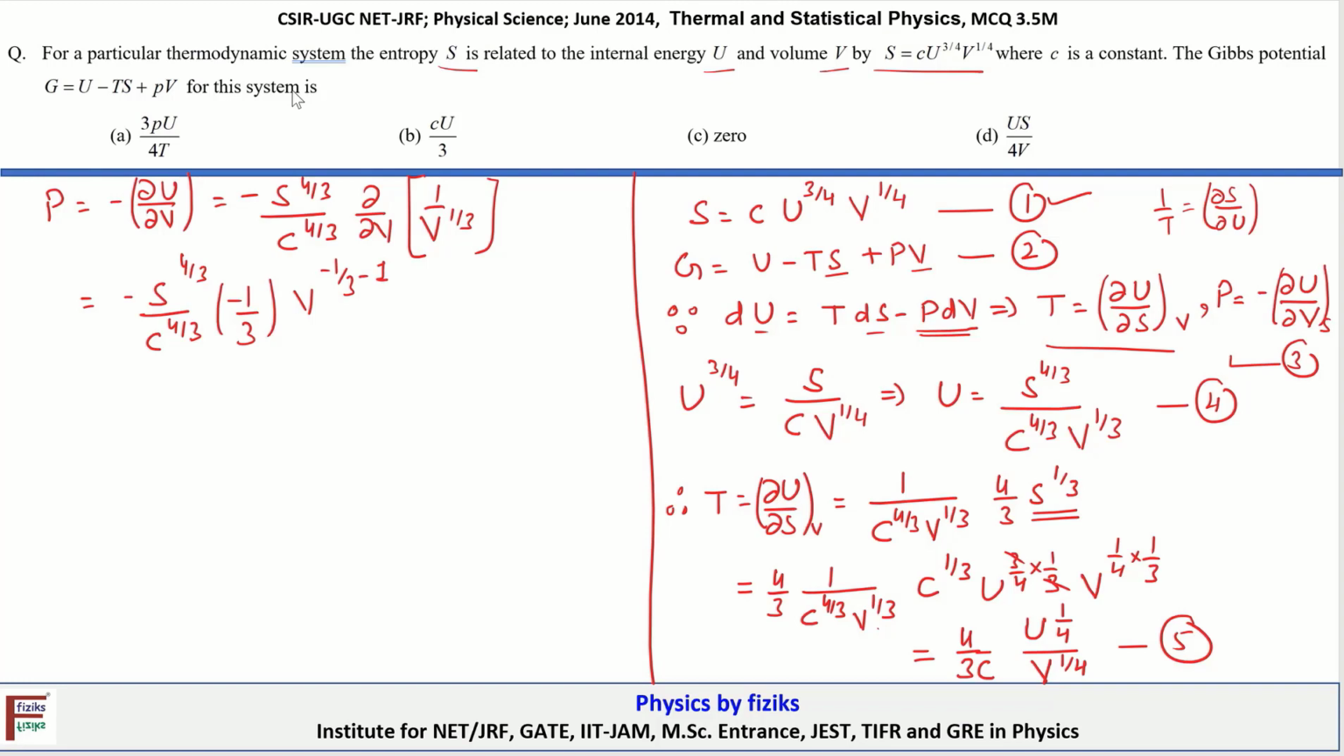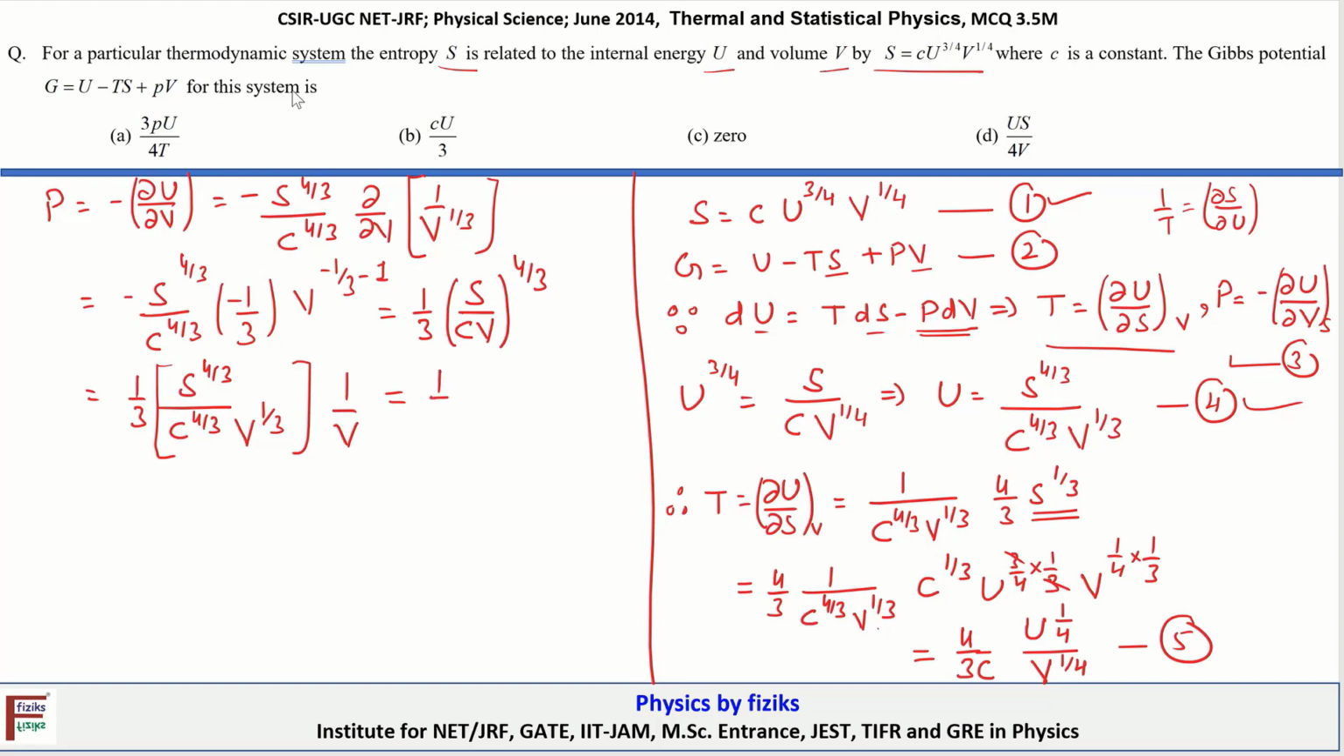So that is equal to, after rearranging all the terms and settling all the parameters, 1 by 3 s upon cv power 4 by 3. This can be rewritten as 1 by 3 s power 4 by 3 divided by c power 4 by 3 b power 1 by 3, and then multiplied by 1 by v. Now what is this equal to? S power 4 by 3 upon c power 4 by 3 into b power 1 by 3 is equal to u, from equation 4. So I can write pressure equal to 1 by 3 of u by v, one third of the energy density. This is also one of the standard results, so let's call this equation 6.